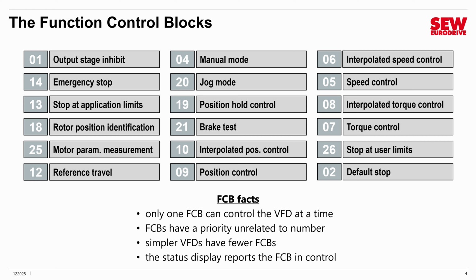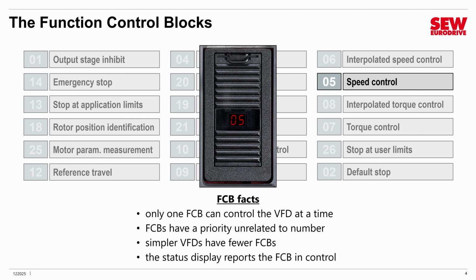How do you know which FCB has control at a given moment? Well, that's very simple on a cabinet VFD. Just look at the display. The display tells you which FCB is in control. For example, if you see a 05 on the display, that means it's operating in speed control mode.